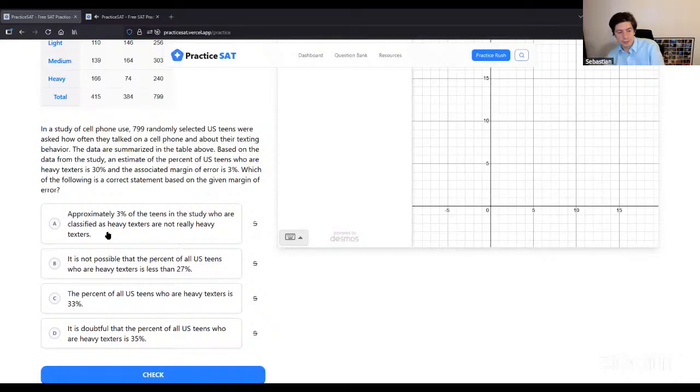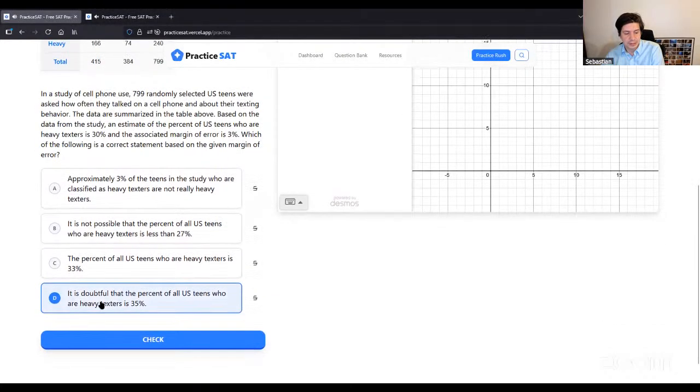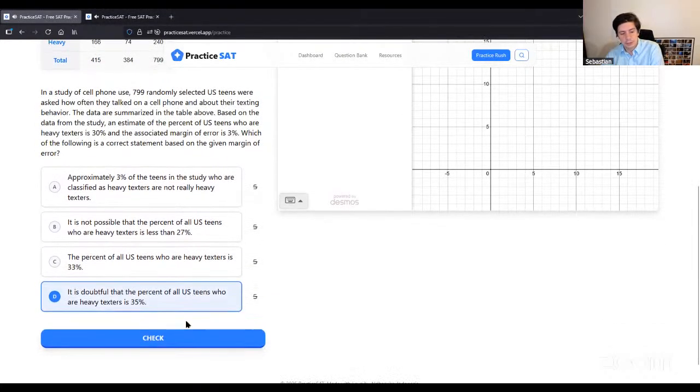It's not possible that the percent of all US teens who are heavy texters is less than 27%. It's not going to be C, because, yeah, it is a lot of info, but you can actually ignore the info. You can just focus on the concept of margin of error. That's what this is asking. So it should be D. It is doubtful that the percent of all US teens who are heavy texters is 35%.